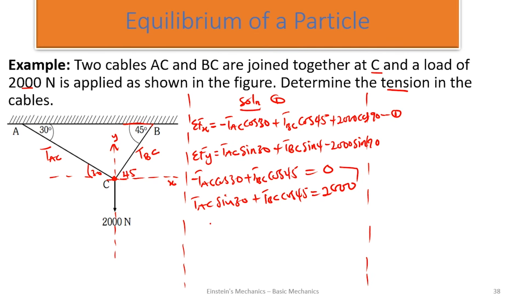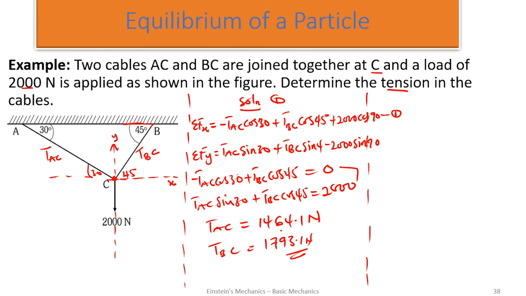Upon solving them, you see that tension in AC will be 1464.1 newtons, and TBC will be 1793.1 newtons. So if you want to use the resolution approach, this will be your solution.